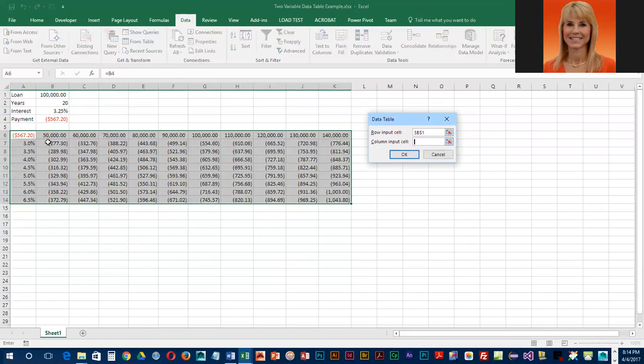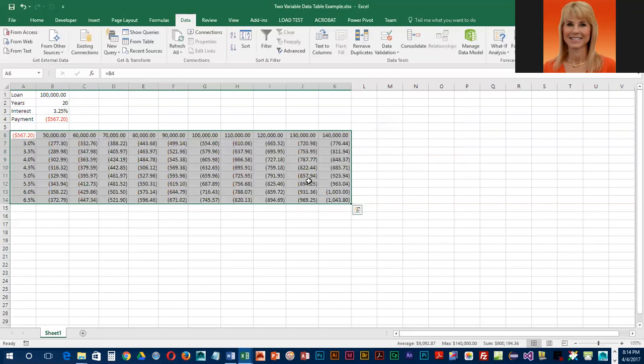And then for my columns, so when I'm in 50,000, I'm kind of going down in the column, what do I need to plug in? Well, I need to plug in the different interest values. So for column input cell, I got to select interest. Okay, and then when you click OK, it'll generate correctly.